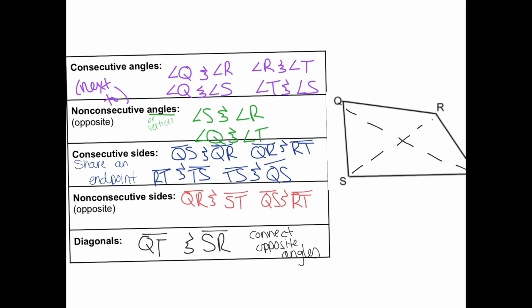Last but not least are the diagonals. They're the ones connecting opposite angles. So S to R would be a diagonal, and QT would be a diagonal. Keep in mind that diagonals may or may not be drawn inside the quadrilateral. That's why I put them dashed here, but they could be solid lines. It doesn't change the fact that QRTS is a quadrilateral. It just means that the diagonals are drawn as segments.